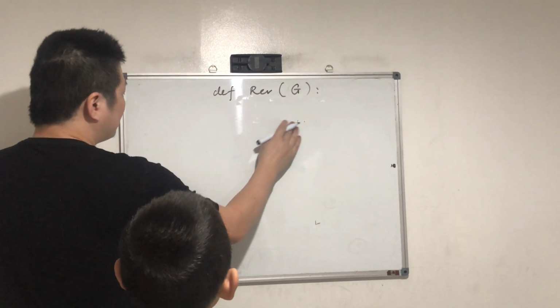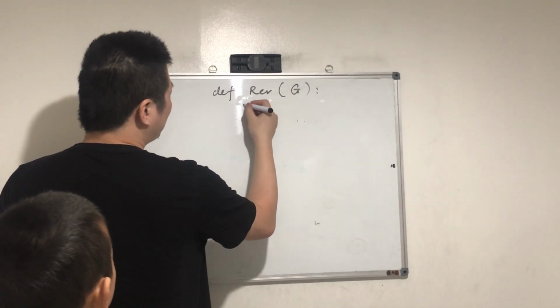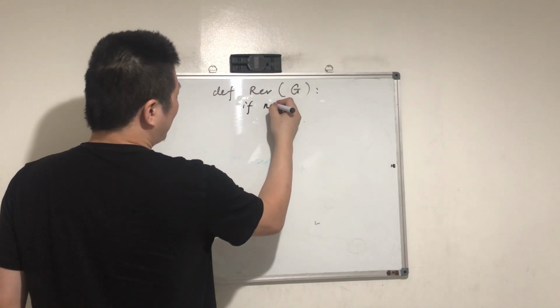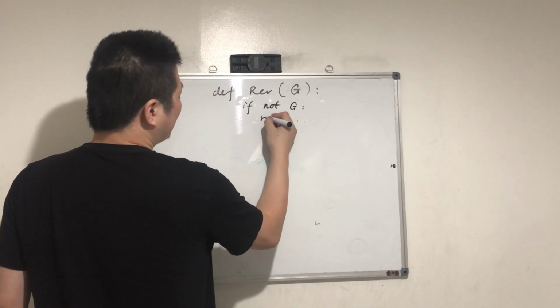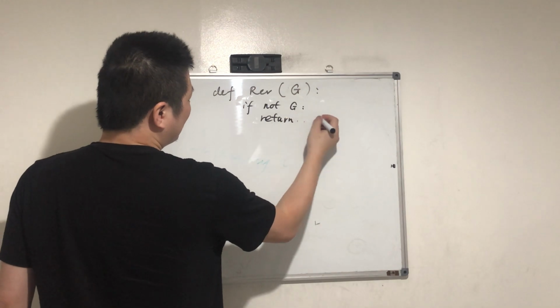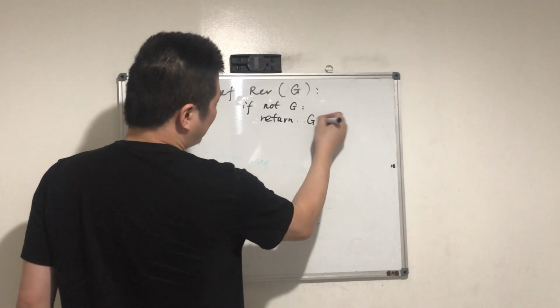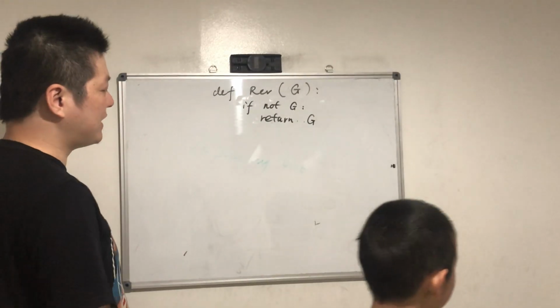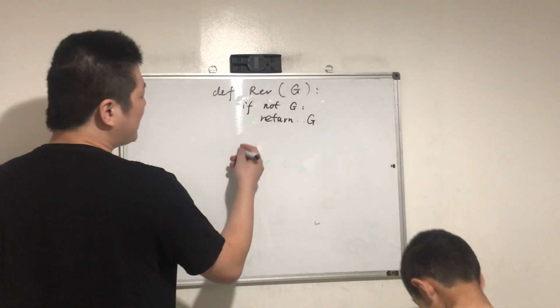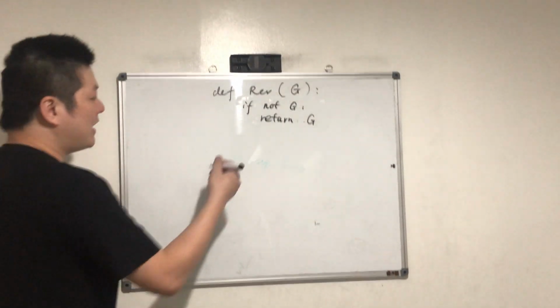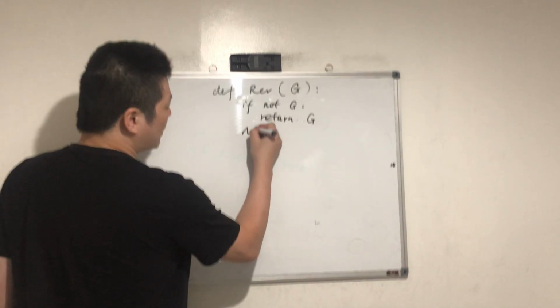Okay, so now, if the graph is empty, when we reverse it, it will be empty, right? Then we just return G. If the graph is empty, we return the graph. Now we need to create a new graph. Let's say the new graph is NG.